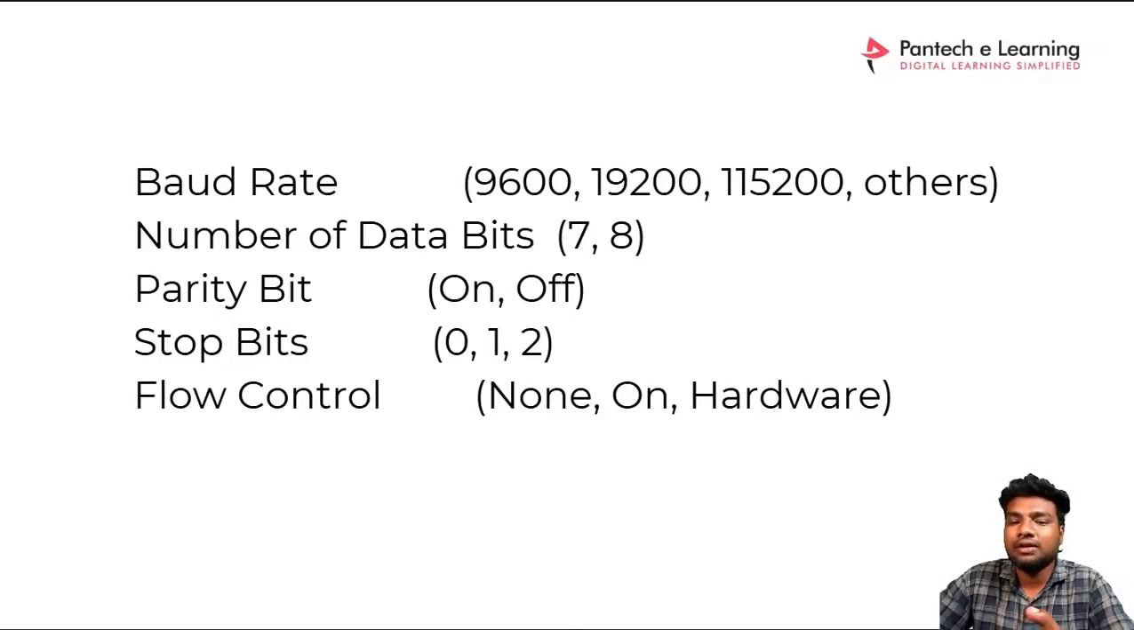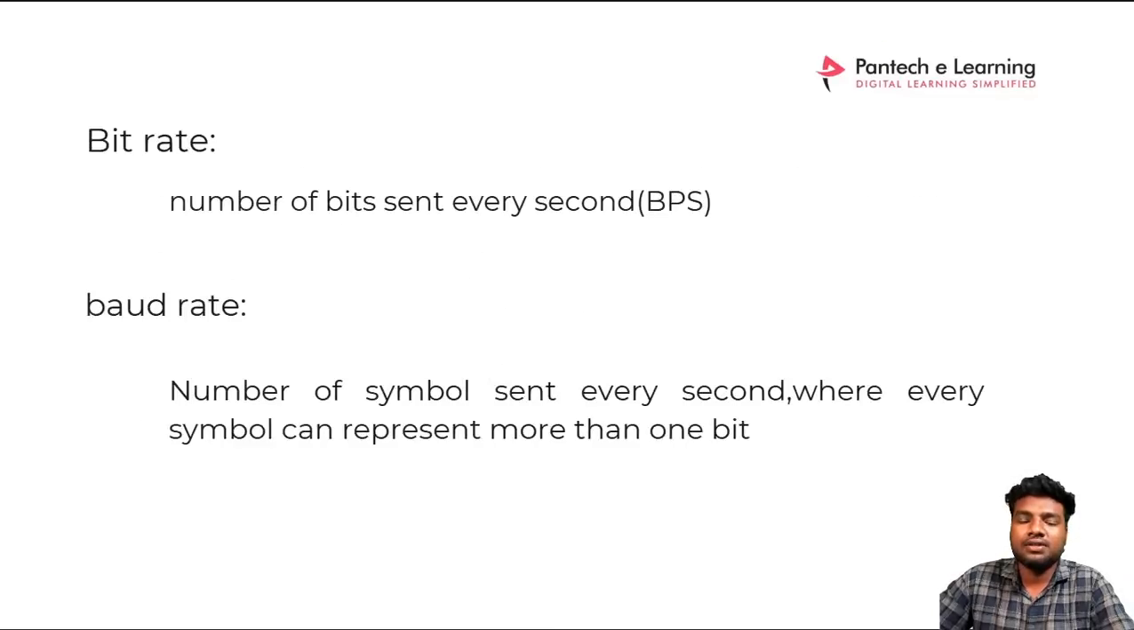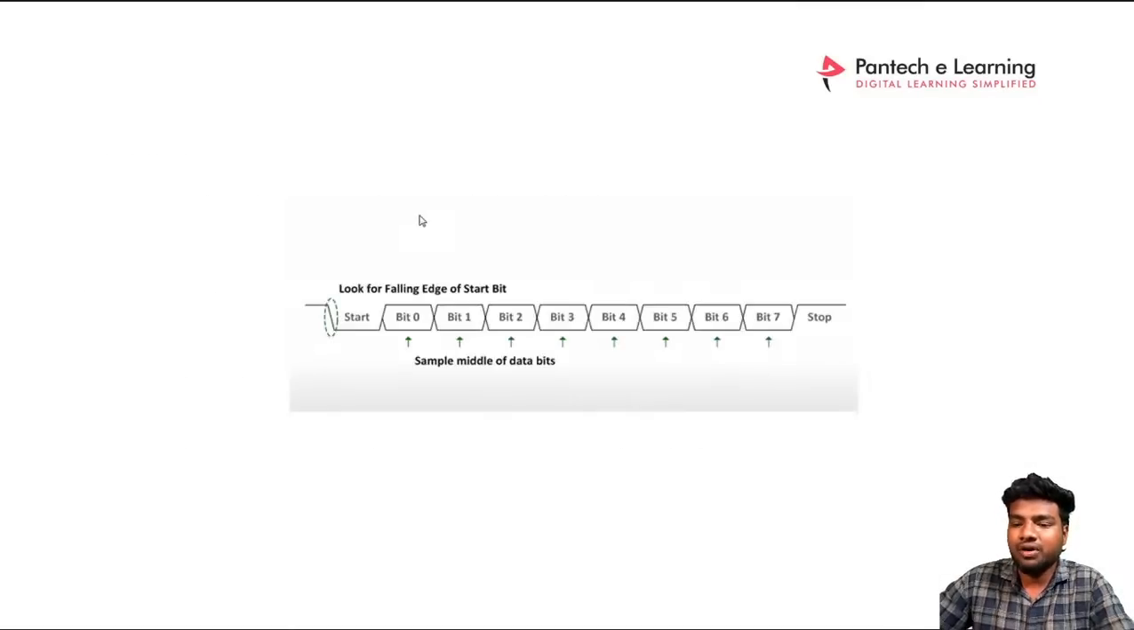So if it is a UART frame format, the binaries of the UART protocol will follow that only. Bit rate means the number of bits sent every second. And baud rate means the number of symbols sent every second, where every symbol can represent more than 1 bit. So now let's see the frame format.